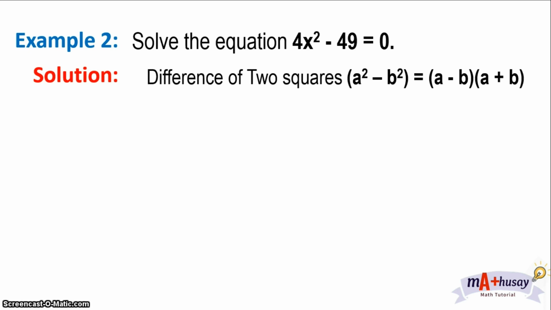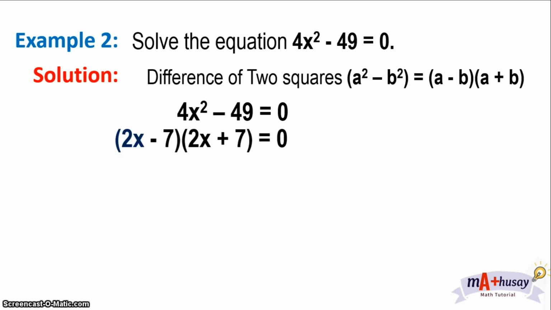So, the first thing we will do is get the square root of 4 and the square root of 49. The square root of 4 is 2, right? And the square root of 49 is 7. So, we can write the factors of 4x squared minus 49 equals 0 as the quantity of 2x minus 7 times the quantity of 2x plus 7.